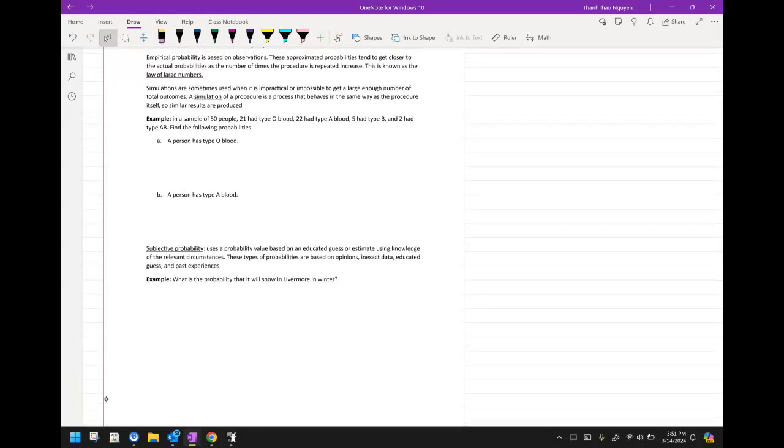Find the probability that a person has type O blood. So the probability of type O is 21 out of 50. The probability of a person having type A is 22 out of 50.